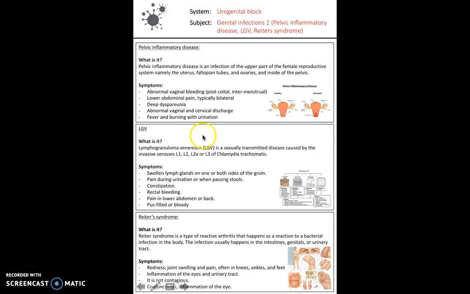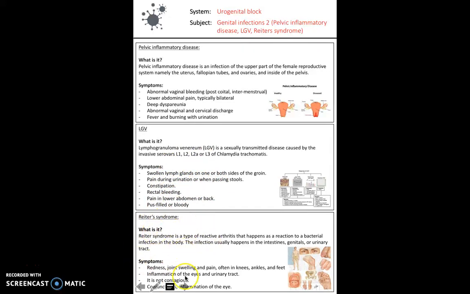LGV is another genital infection which I'm not even going to attempt to pronounce the name of. It's an STI caused by invasive serovars of Chlamydia trachomatis, which is the same bacteria which causes chlamydia. Again, symptoms include swollen lymph glands on one or both sides of the groin, pain during urination, constipation, rectal bleeding, and pain in the lower abdomen.